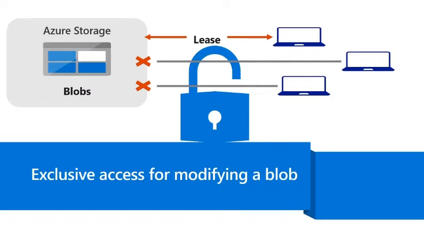Exclusive access for modifying a blob. The lease blob operation establishes and manages a lock on a blob for write and delete operations. The lock duration can be from 15 to 60 seconds, or it can be infinite. After a lock is established on a blob, the owner of the lock has exclusive access to write or update the blob during the duration of the lease.